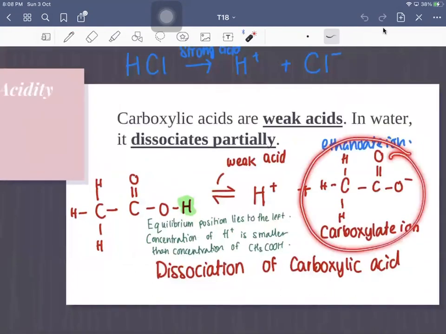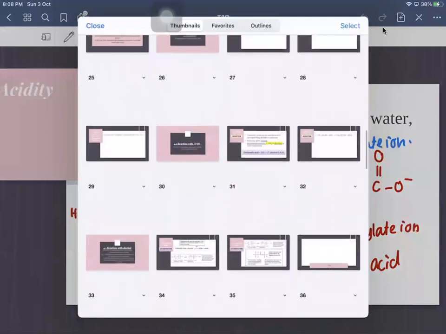Just keep the carboxylate ion in mind, because the salt that is produced in the reactions we're about to see will involve the formation of a carboxylate ion with a counter cation that usually comes from the alkali, just like how a normal acid-base reaction would happen.